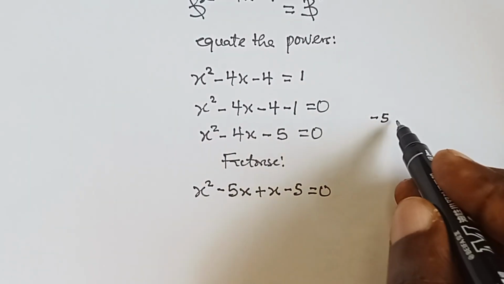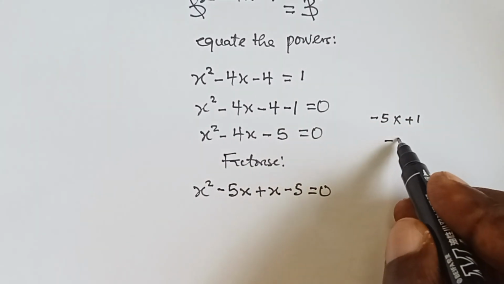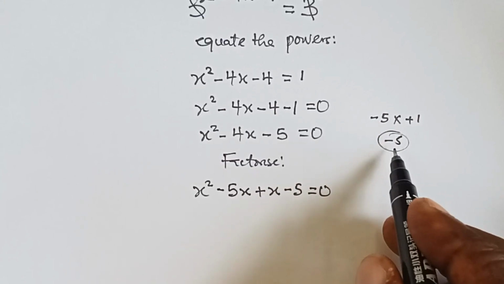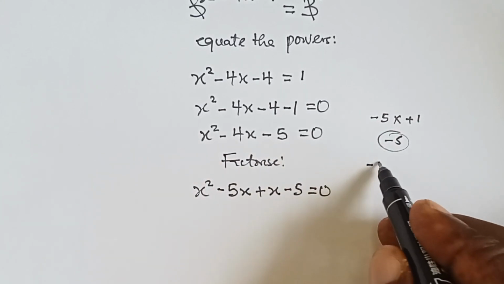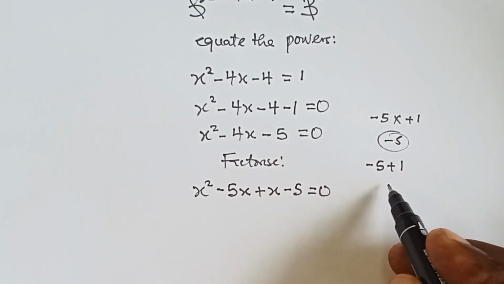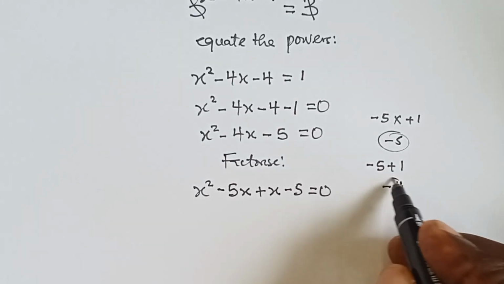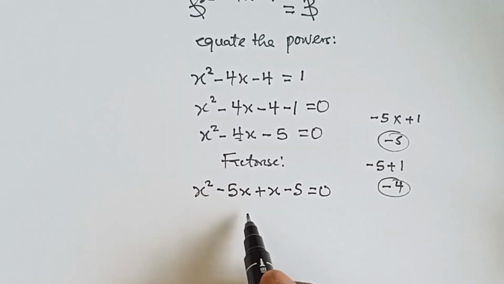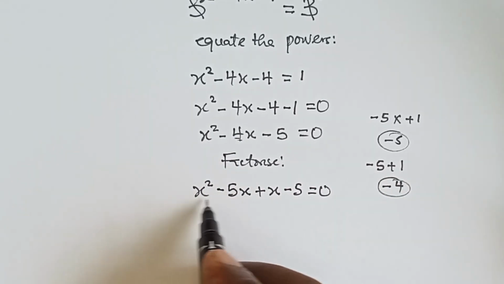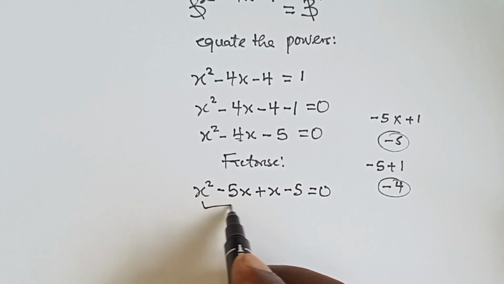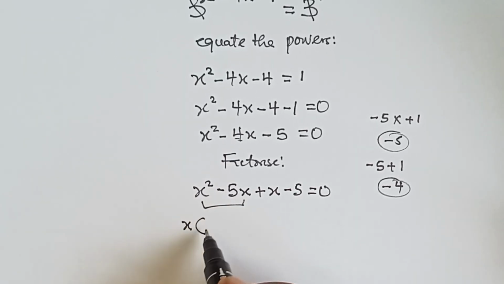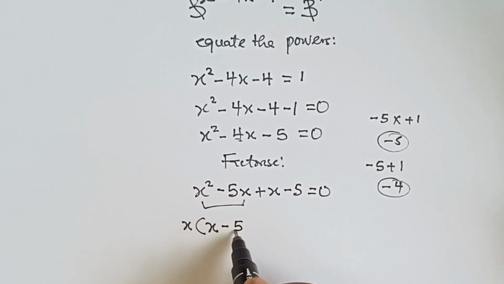Now, minus 5 times plus 1 gives minus 5. That's a factor of minus 5. And then if you put minus 5 plus 1, it gives minus 4. And that's the minus 4x that we have here. Now, let's group this. The first 2, x is common. What do we have left here? We have x. And here we have 5.